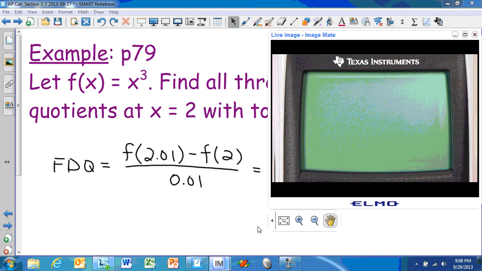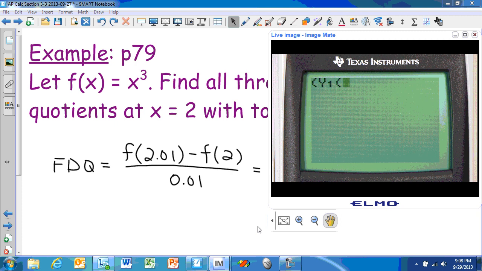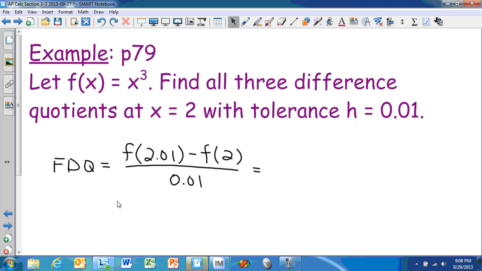So in y1, what we're going to do is punch in your function, which is x cubed. Then back to the home screen, I'm going to have it calculate these difference quotients. Grab your y1 variable from your VARS menu. So it's y1 evaluated at 2.01 minus y1 evaluated at 2, and we're going to divide that by 0.01. Hopefully that looks very familiar from the first two sections of Chapter 1, where we were doing calculations just like this. So we get 12.0601. I'm going to write down all those digits there: 12.0601.